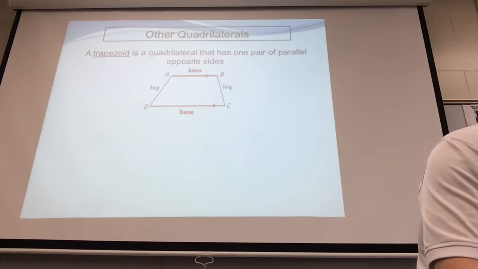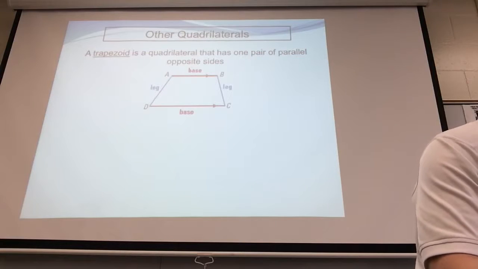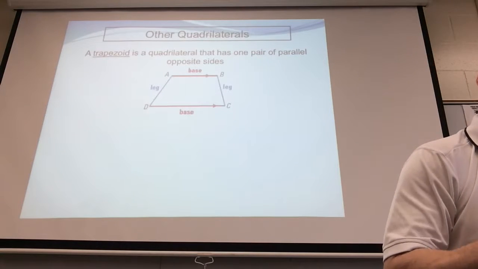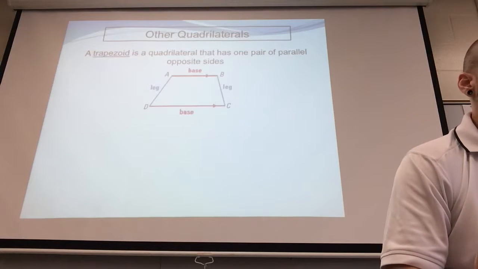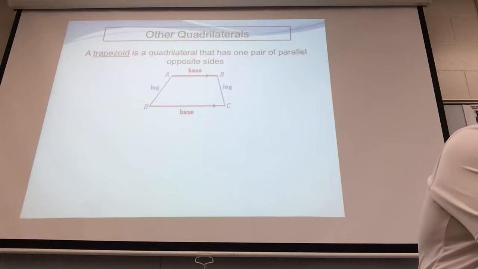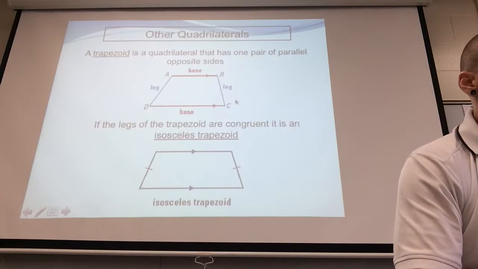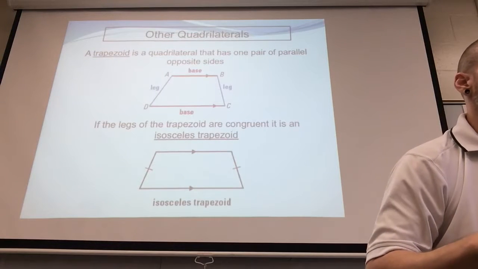Okay? Now, if you have the legs being congruent to each other, this is, when we did triangles, I said trapezoids, when we got to them, are going to be very similar to a triangle. So that if these two sides end up being congruent to each other, you would call it an isosceles trapezoid. Just like with an isosceles triangle, the legs were congruent, same thing goes here.